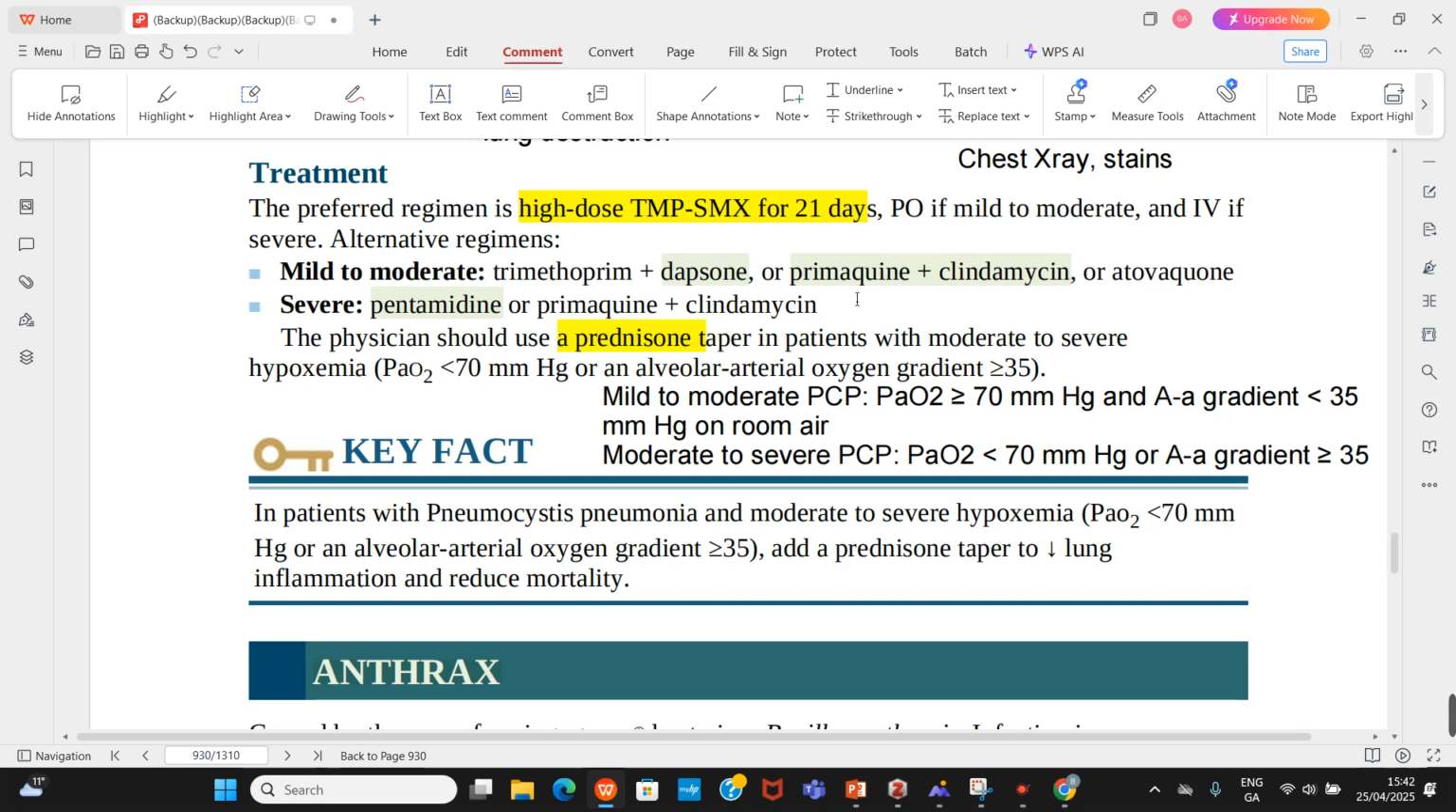So PC can work for mild, moderate, and severe. Like mild, moderate, severe, you can use PC, you can use Septrin. Mild, moderate, severe, Septrin or PC. But for severe, those are the ones you have to use, like pentamidine.